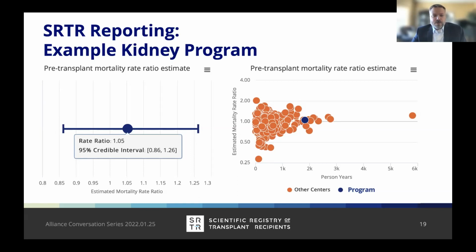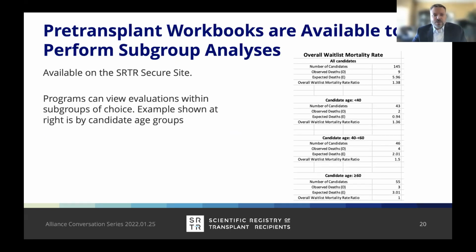This program at 1.05 is essentially right at national average. You can see the confidence band there, and they sit right in the middle of those dots on the right.